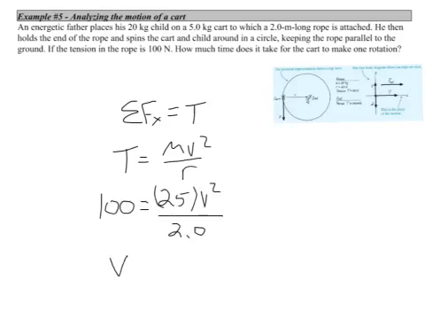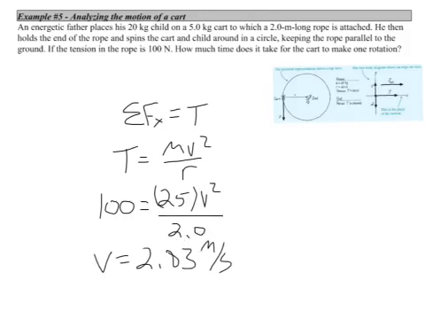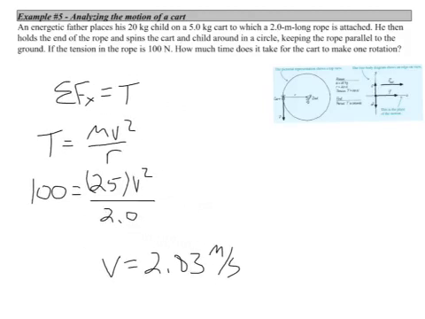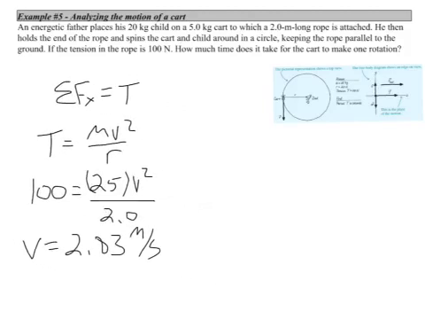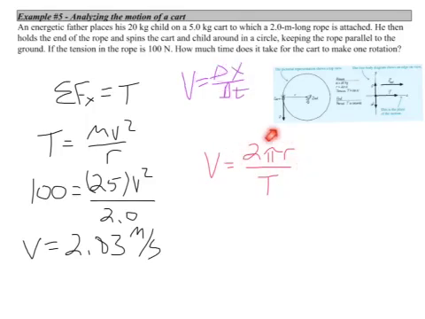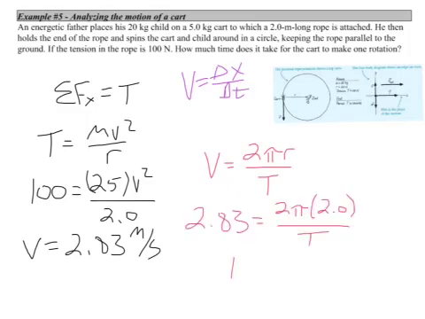Solving for this linear velocity, then, we end up with 2.83 meters per second. So as we've learned previously, the kinematics equation for linear speed is this right here, which, by the way, is the same as our constant velocity equation we've had previously, right? In this case, we're talking about a circular path, so we have a circumference there. So we solve this for our period, and we get 4.4 seconds.